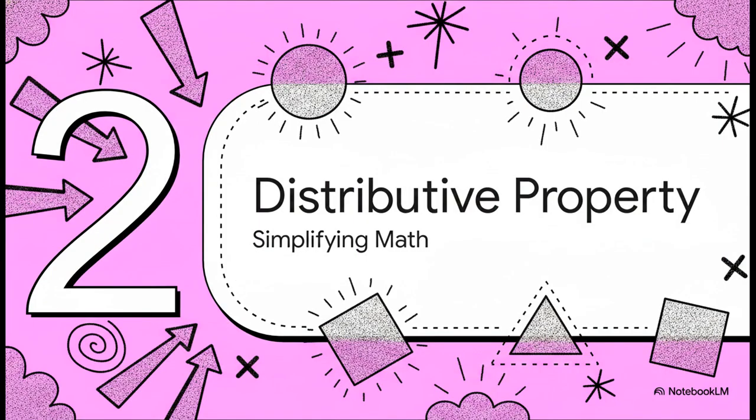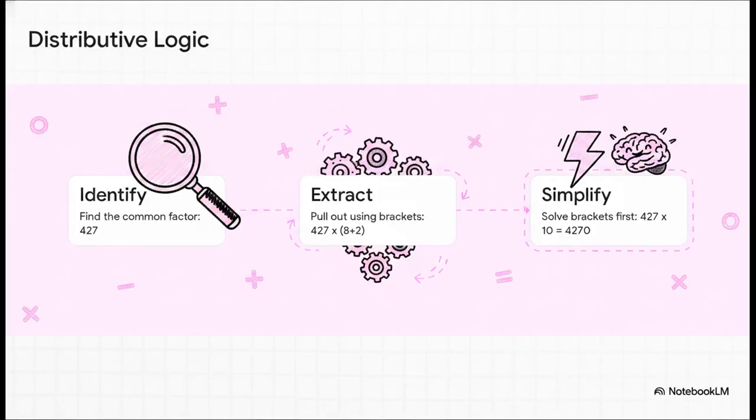Moving right along, part 2. The distributive property. Let's add another tool to our tool belt and see how this builds our math confidence. Imagine looking at a test and seeing 427 times 8 plus 2 times 427. Right? Your first instinct is probably to grab a calculator or start scribbling out some intense long multiplication in the margins. But wait, hold on. First, let's identify the common factor here. It's 427. Because 427 is sitting there in both halves of this addition problem, we can actually just extract it using brackets. So we pull that 427 out, and that leaves us with 427 times, in brackets, 8 plus 2.